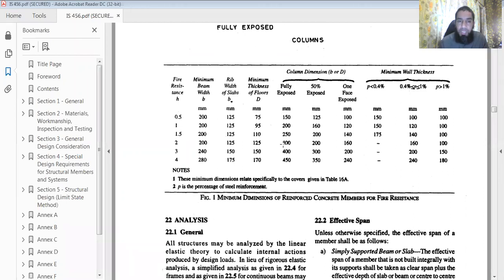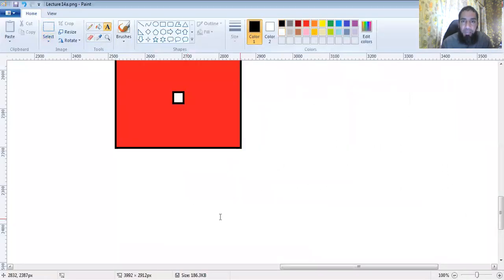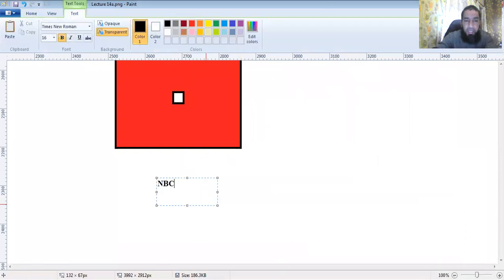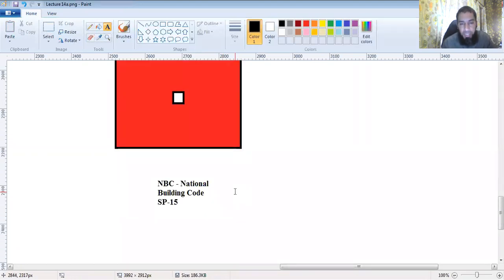So how much fire resistance should we take for the column? That would depend upon one more code that's known as the NBC, the National Building Code. It depends upon that. And in the National Building Code, there is a volume, probably SP15, which I remember, that you have to implement while designing the columns as well.